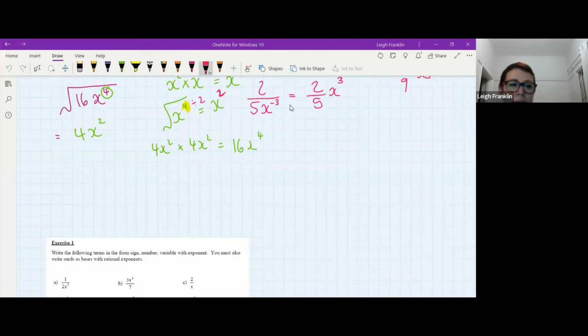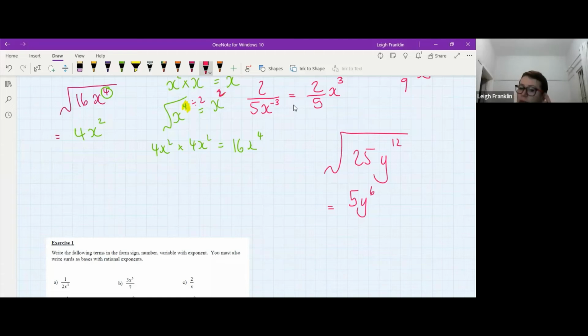Okay. So similarly, if they ask you to work out the square root of 25y to the power of 12, what would our answer be? Does someone want to tell me? Exactly. Okay, so it would be 5y to the power of 6, because if we multiply that by itself, we would get 25.